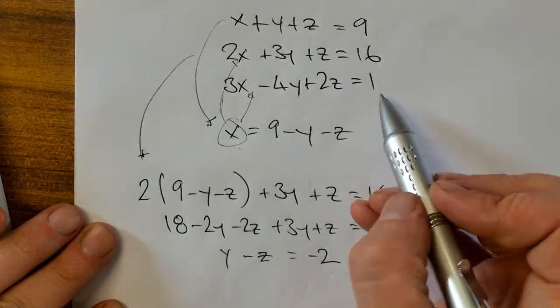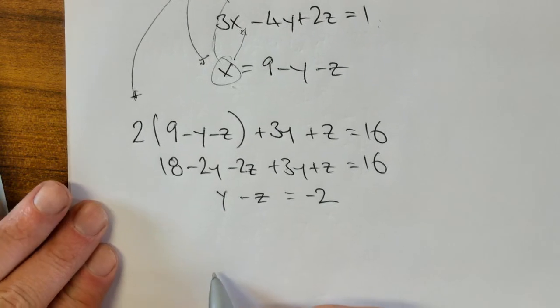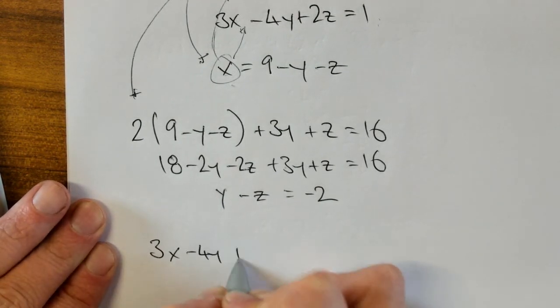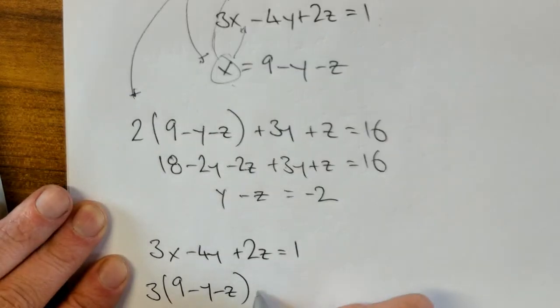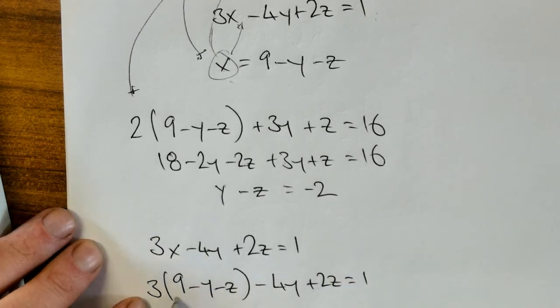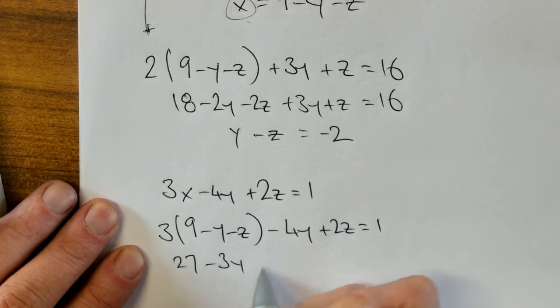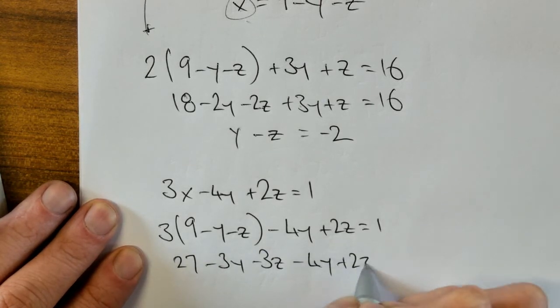So I'm going to look down at my other equation and put that in there. That was 3x minus 4y plus 2z is equal to 1. And again we have our value for x, which I'm going to substitute in. So that's 3 times 9 minus y minus z, minus 4y plus 2z is equal to 1. So multiply out the brackets. It's going to be 27 minus 3y minus 3z minus 4y plus 2z is equal to 1.